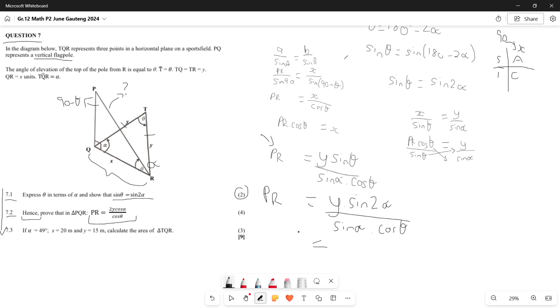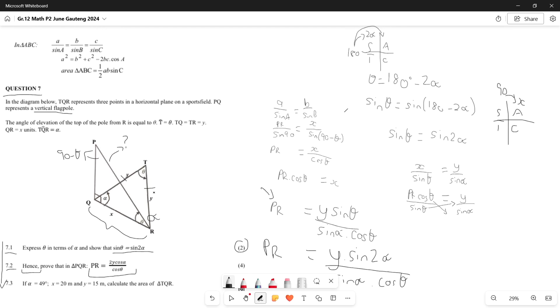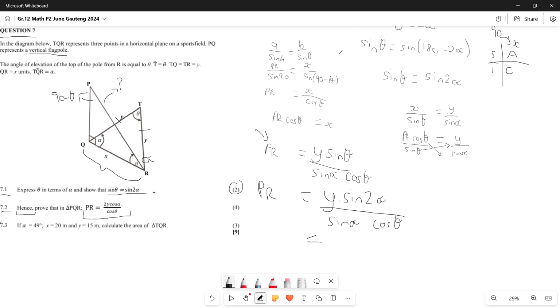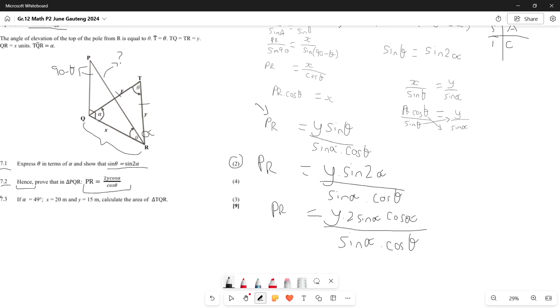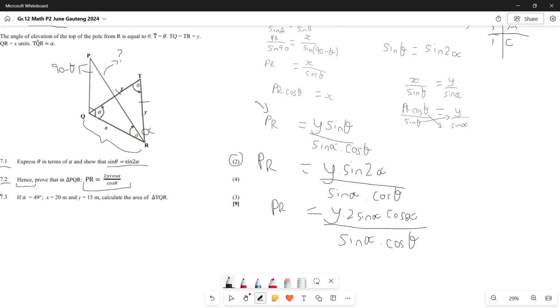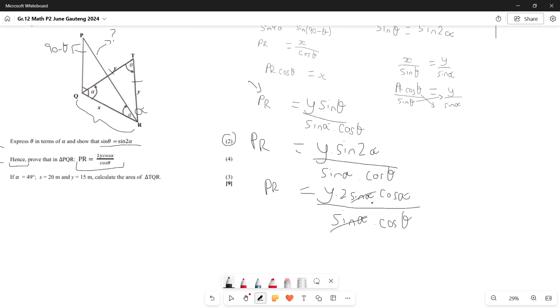One thing to keep in mind is that sine 2 alpha is a double angle, which means we're going to go ahead and convert that into 2 sine alpha cos alpha. So we have PR equals y times 2 sine alpha cos alpha, because a double angle can come into play in normal trig graphs, and trig and triangles, and then that is over sine of alpha multiplied by cos of theta, which means at this stage we can just cancel things nicely because sine alpha cancels with sine alpha over here, and we're left with exactly what we want.